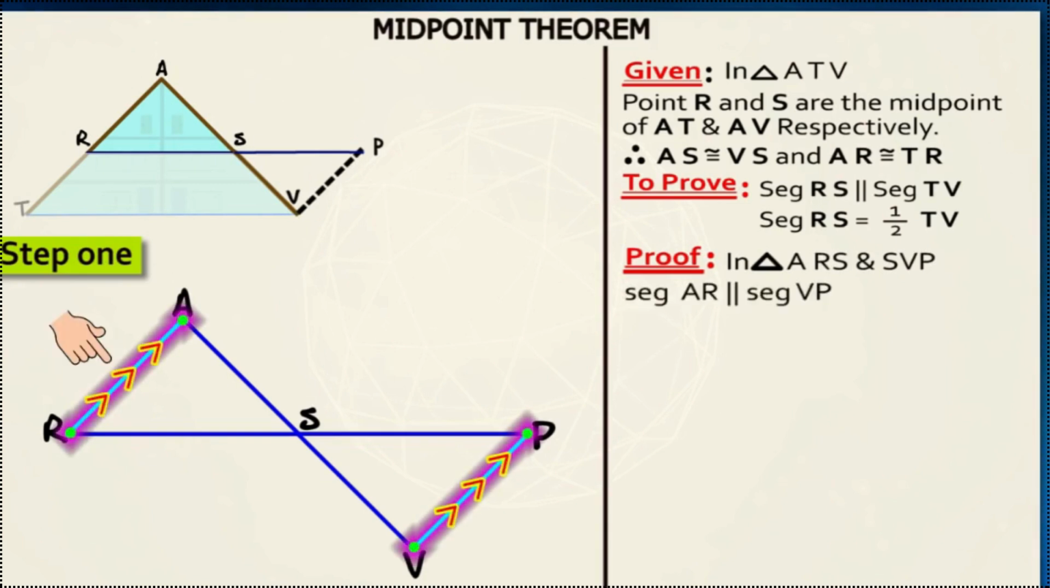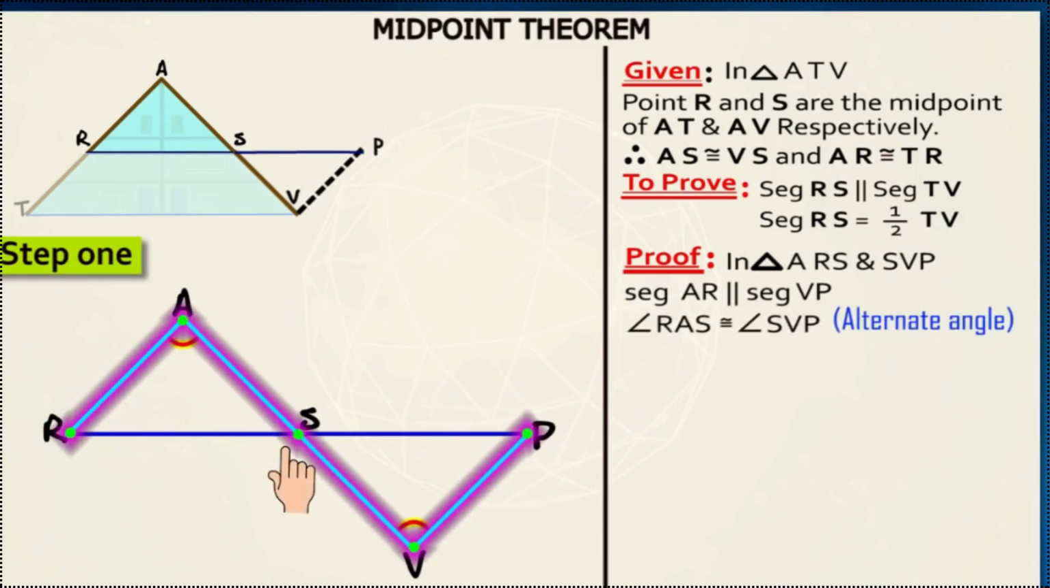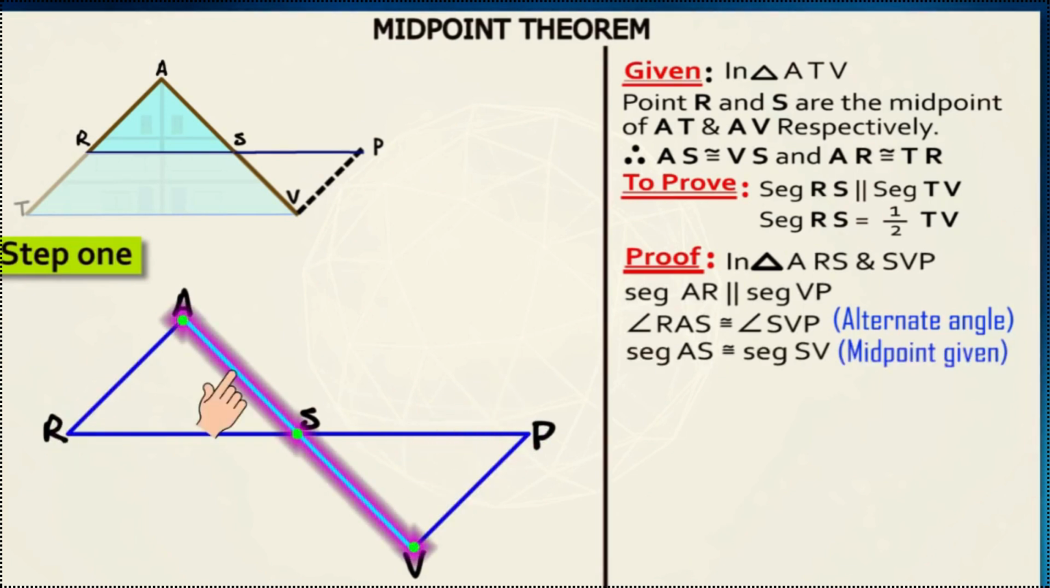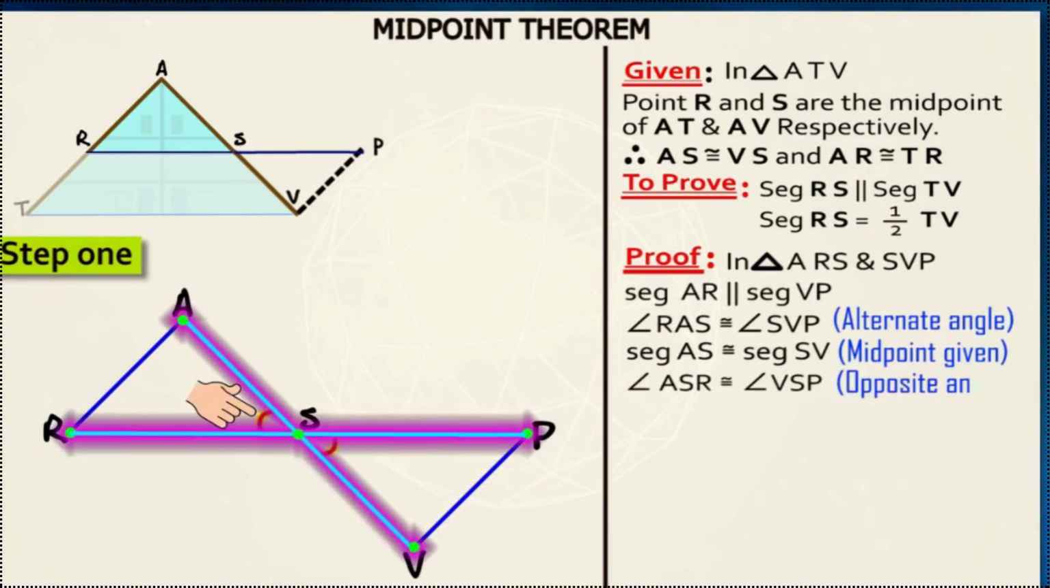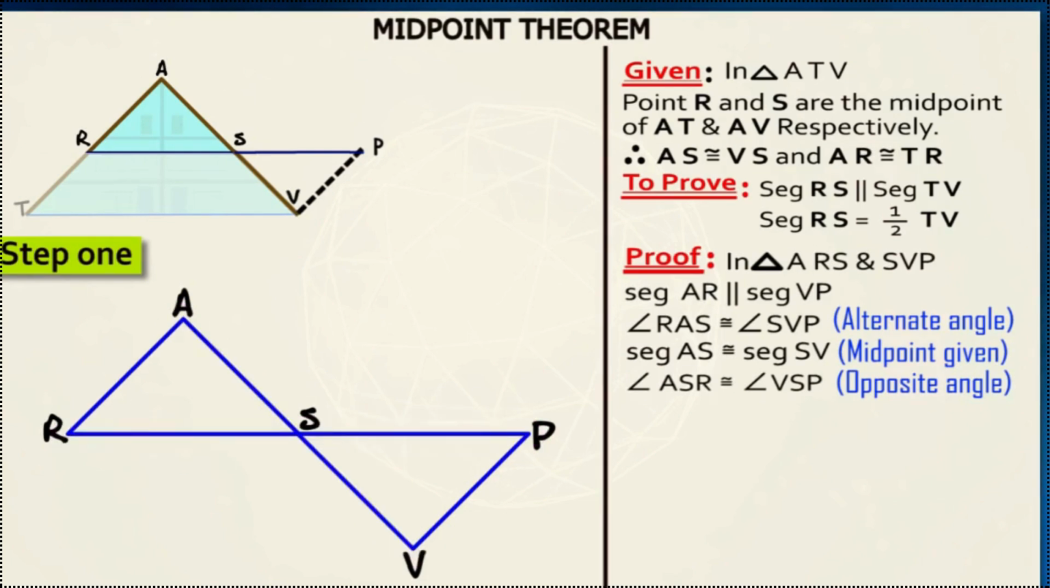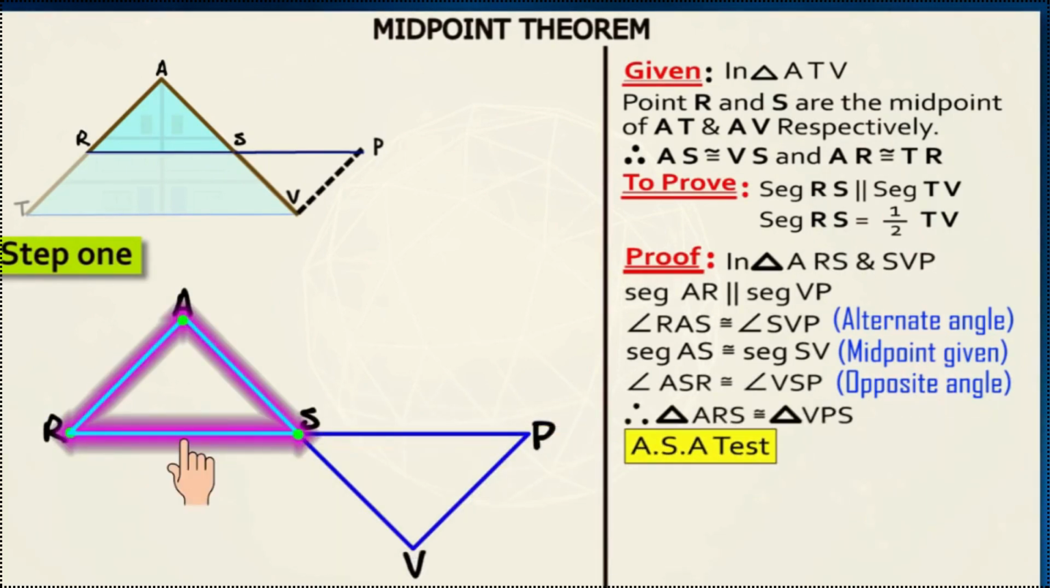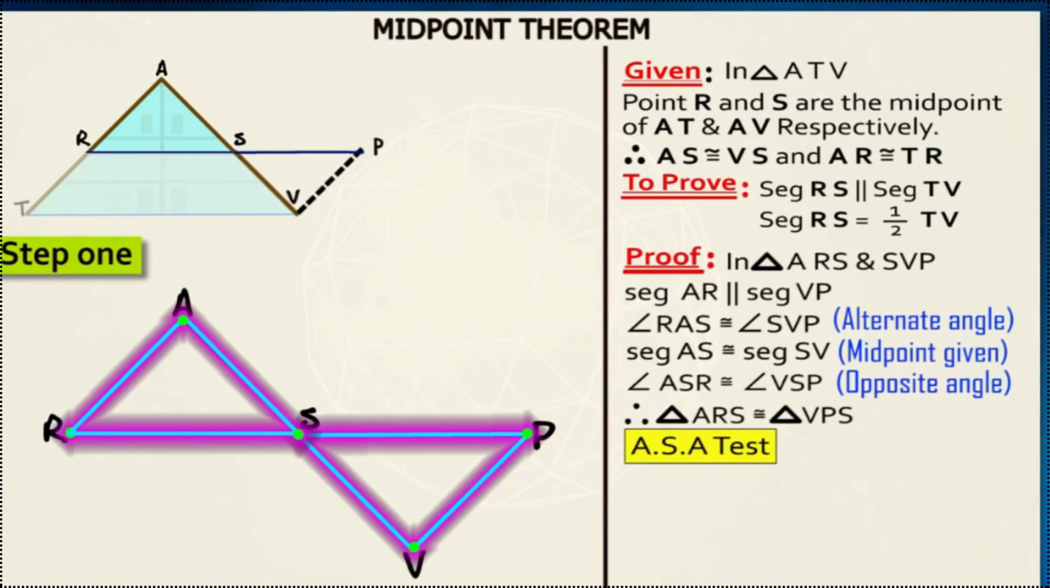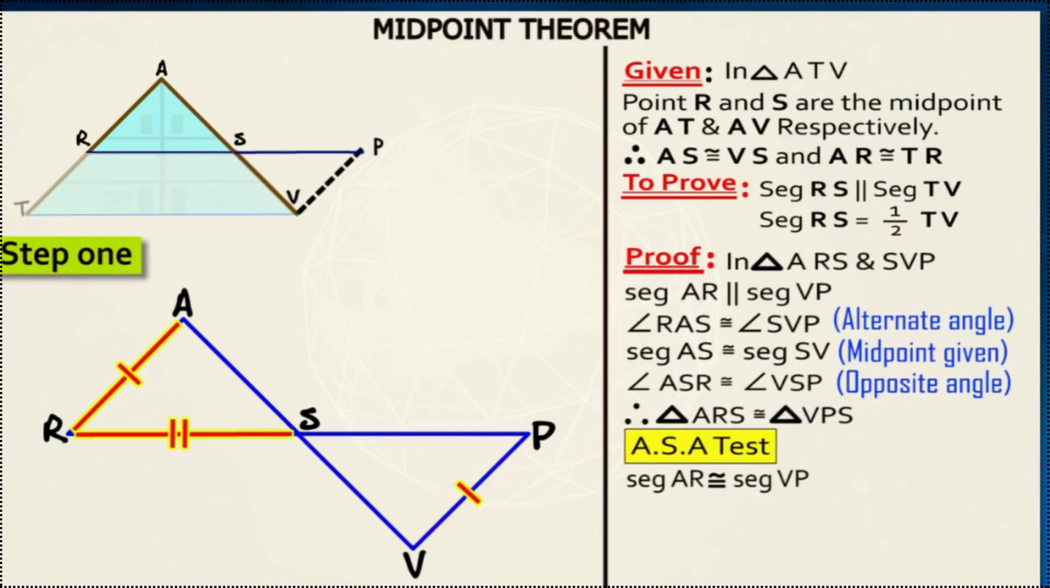So AR is parallel to VP. Being alternate angles, angle RAS is congruent to angle SVP. And segment AS is congruent to segment SV because point S is the midpoint of AV, right? Then angle ASR is congruent to angle VSP because they are opposite angles. And according to the angle side angle congruency test, triangle ARS is congruent to triangle VPS. Hence, AR is congruent to VP and RS is also congruent to SP because they are the corresponding sides of congruent triangles.